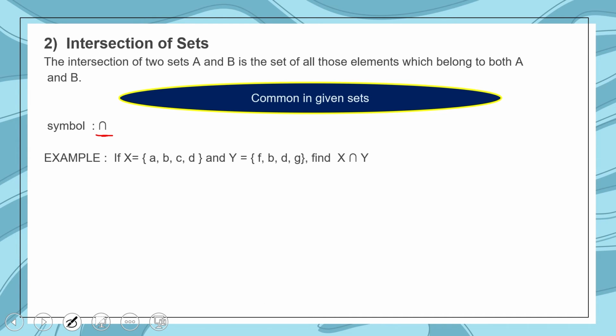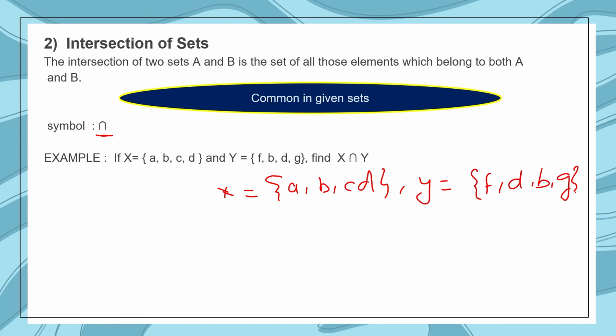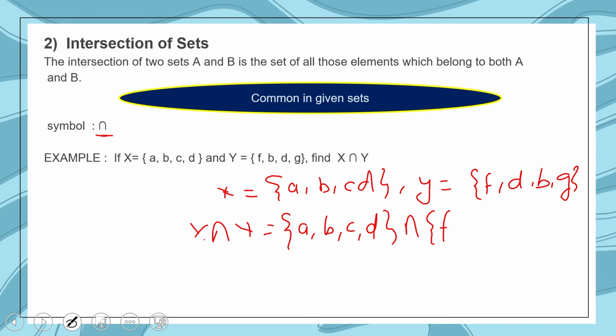Then let's take one example. If X is a set which consists of four elements, those are A, B, C and D, and Y is another set which consists of four elements, those are F, B, D and G. We have to find X intersection Y. A, B, C, D are given in roster form, and Y is another set which consists of elements F, D, B and G. So, students, we have to find X intersection Y. Only common elements we consider here.